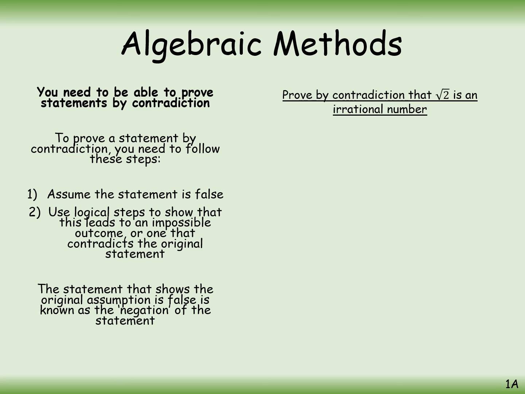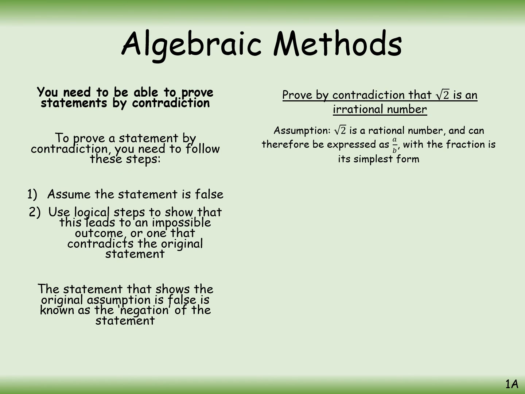And this is a classic example of proof by contradiction. We're looking at square roots. So proof by contradiction that square root of 2 is an irrational number. So the assumption here: square root of 2 is a rational number and can therefore be expressed as a over b. Because any rational number, recall, can be written as a fraction, a over b, with the fraction in its simplest form. So we say these are co-prime.